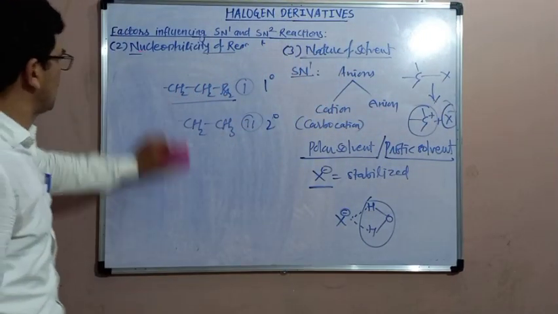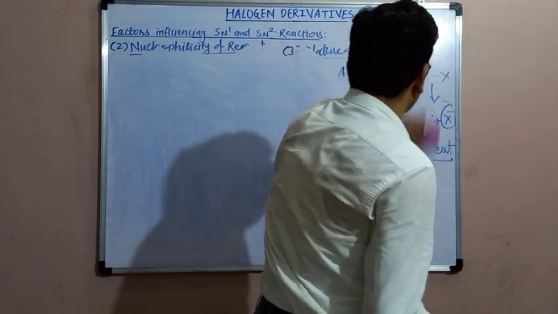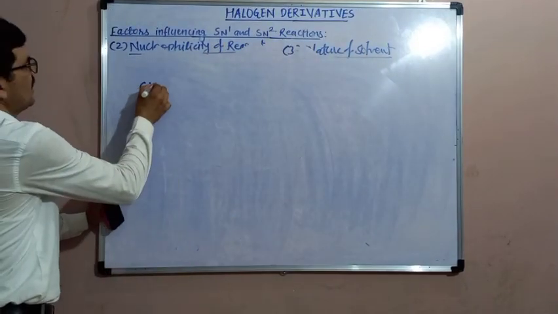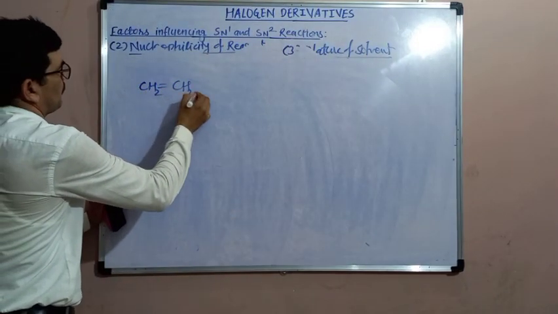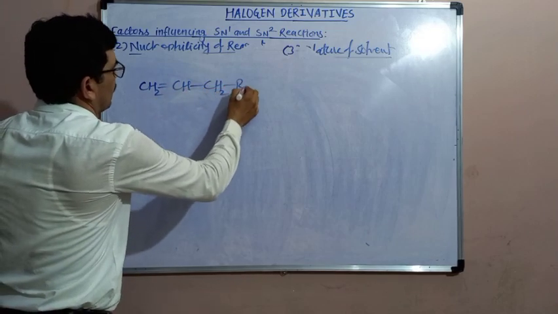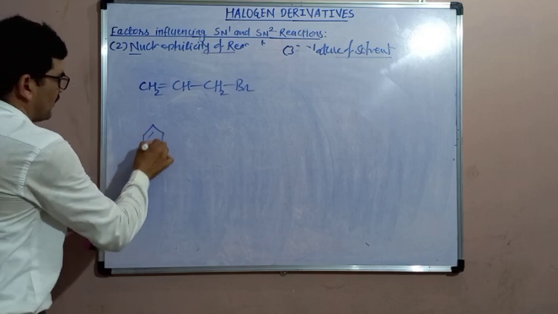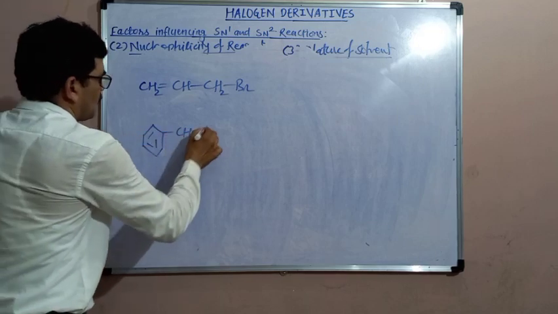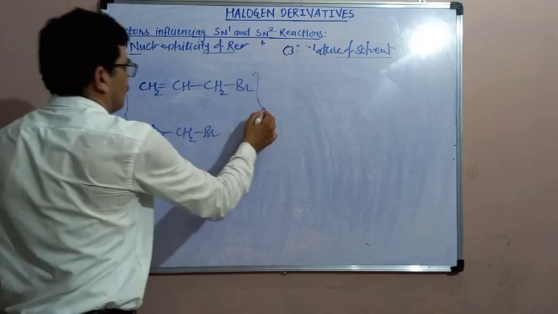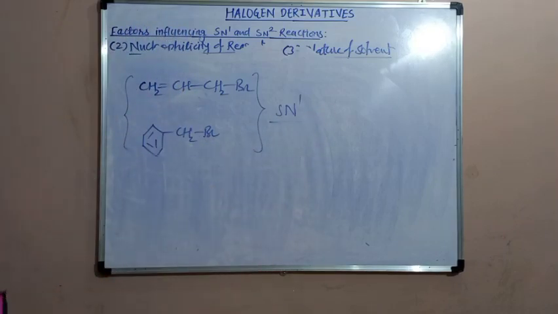Then one more question is there. The allyl bromide and benzyl bromide are more reactive or highly reactive towards the SN1 mechanism. They are more reactive towards the SN1 reaction.